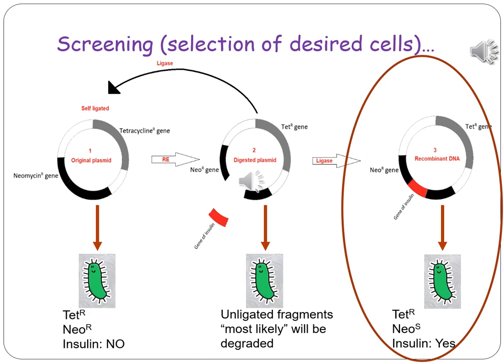So the difference here between number 1 and number 3, which is the cell that contains the original or the self-ligated plasmid versus the bacteria cell that has the recombinant DNA: number 1 will be resistant to neomycin and it cannot express insulin, while number 3 will be sensitive to neomycin, but it can express insulin.